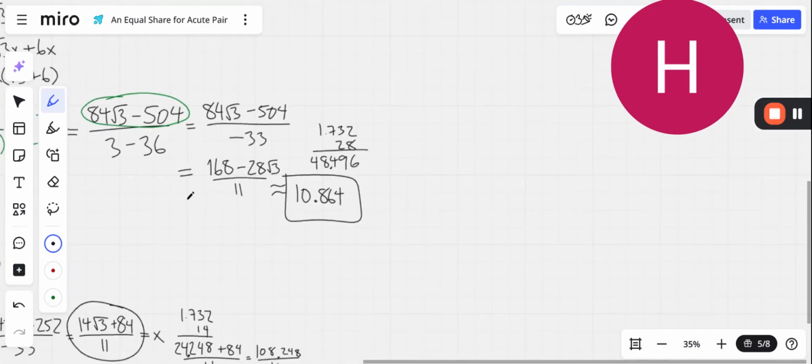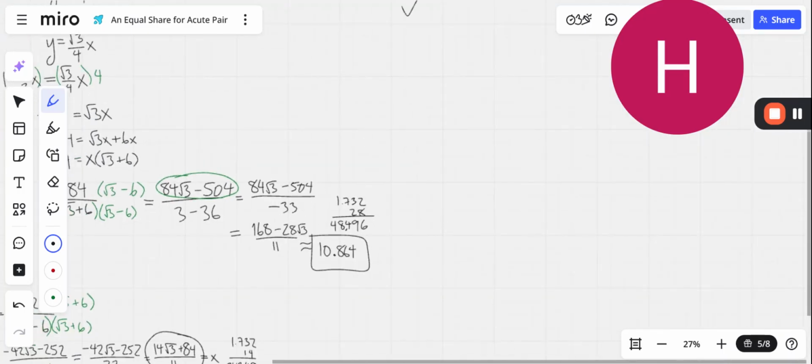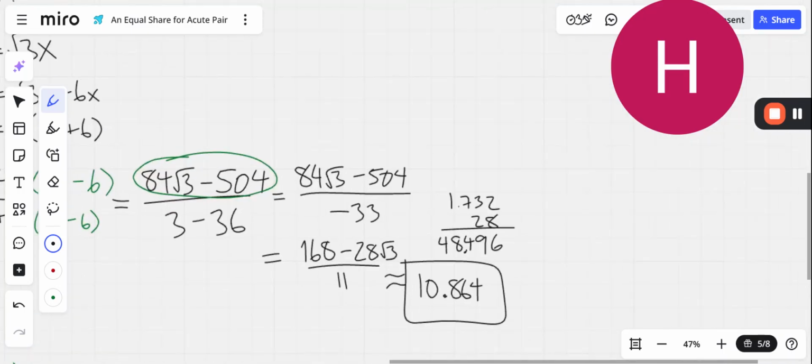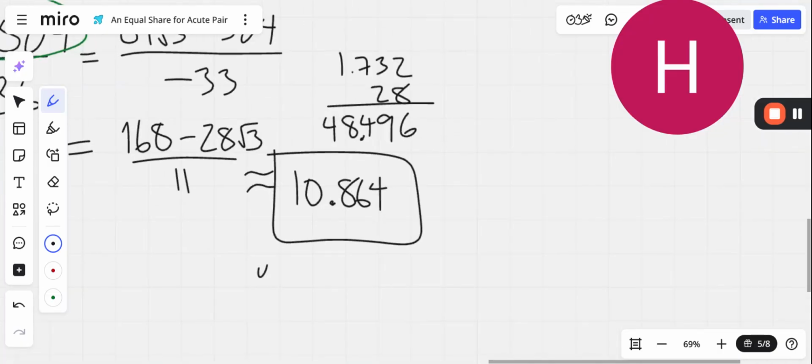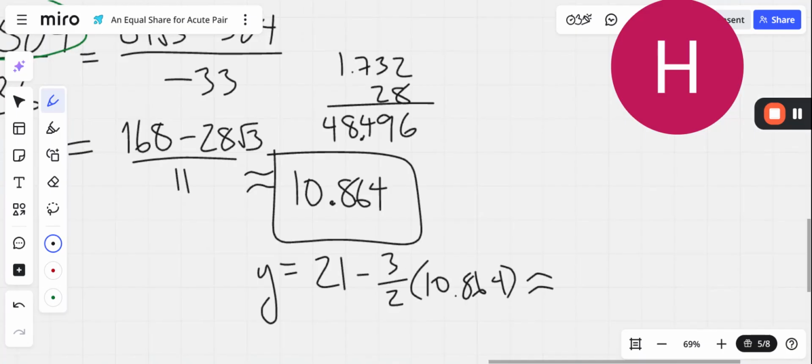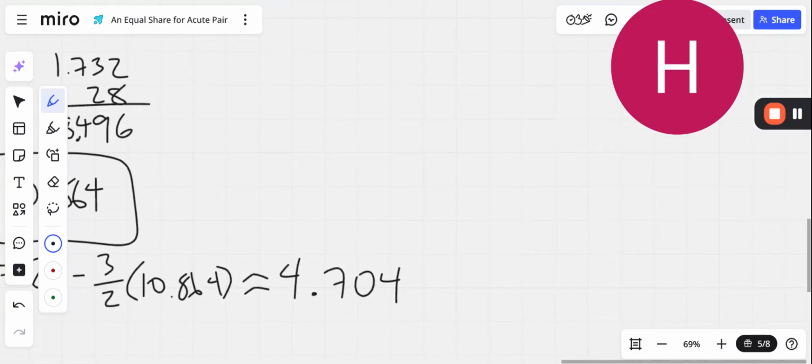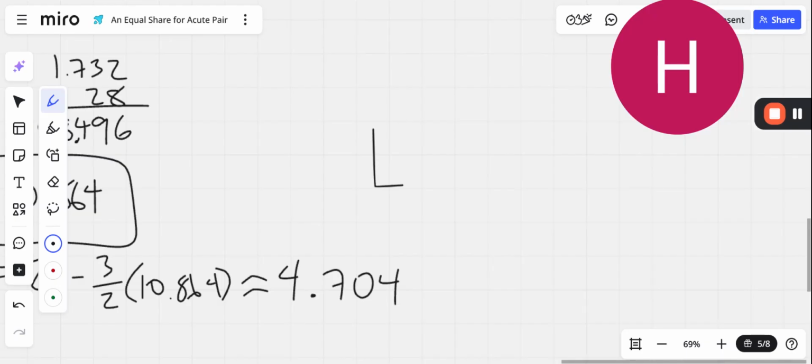That means that the y value for the rectangle would be 21 minus 3 halves of that, or approximately 4.704. So we're looking at a rectangle that's quite short, about 10 inches wide. There we go. And that equilateral triangle would have the same area as the rectangle.